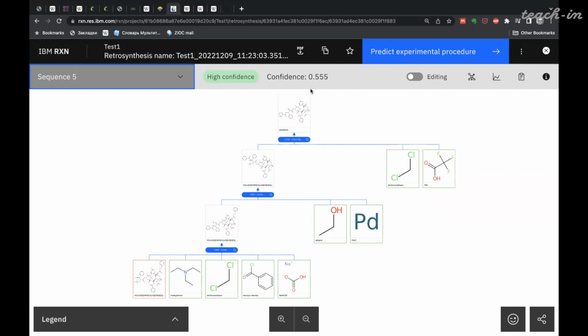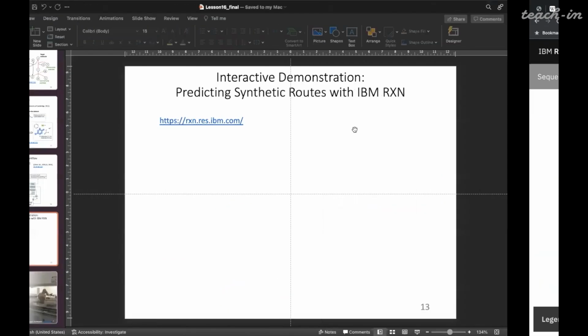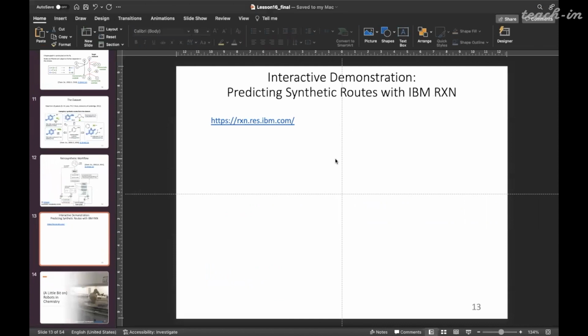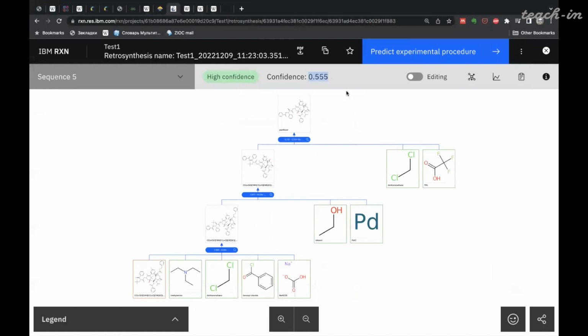and it's really difficult to get a confidence close to 1. So IBM RxN works in this way, and it can be used for several other purposes as well. So I suggest you visit this site and tinker.